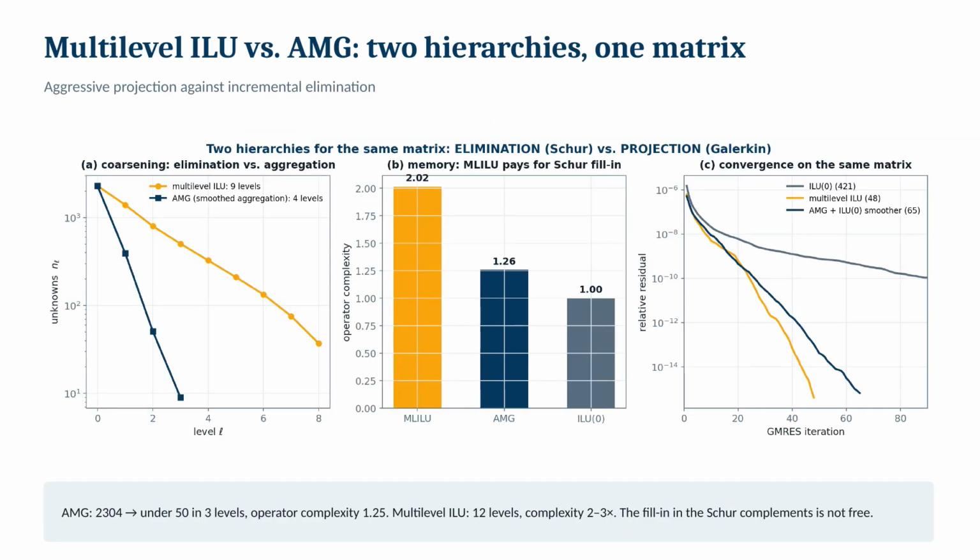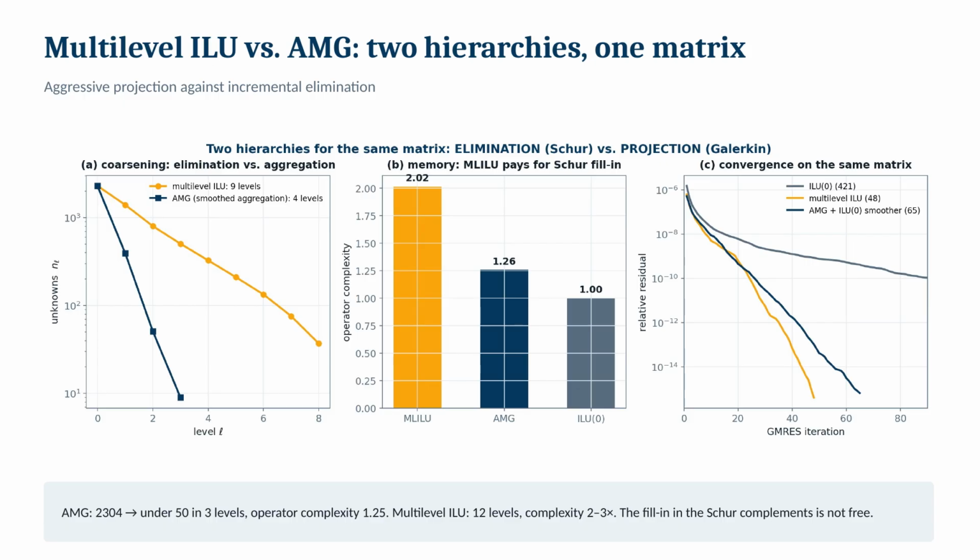Last act. Multilevel ILU versus AMG with an ILU smoother. Panel A, both build a hierarchy on the same matrix. AMG smoothed aggregation gets from 2,300 unknowns to under 50 in 3 levels. Multi-level ILU takes 12. Aggressive projection versus incremental elimination.